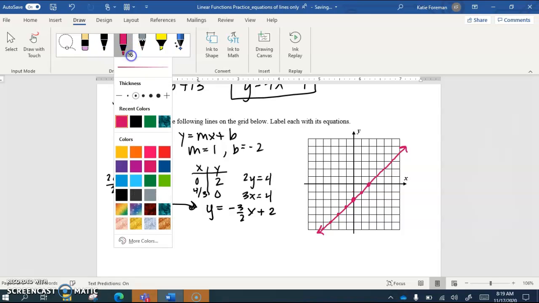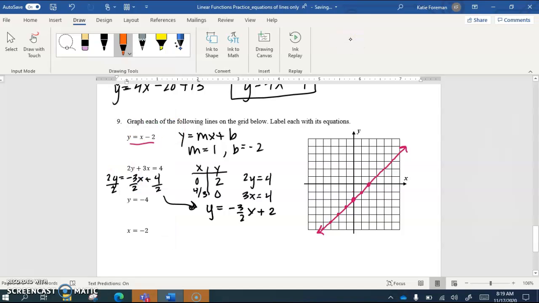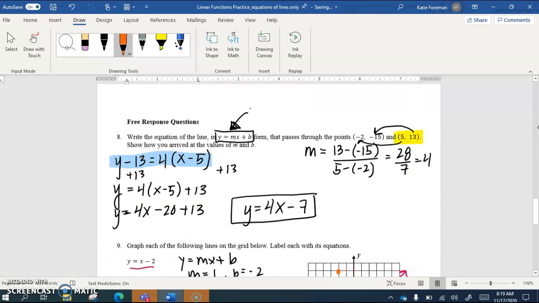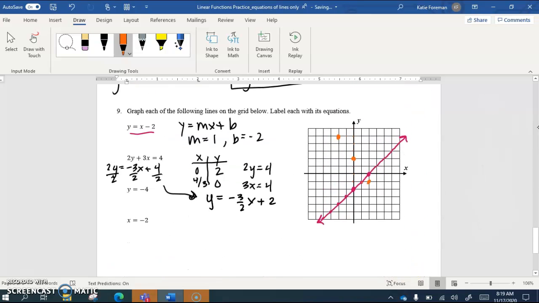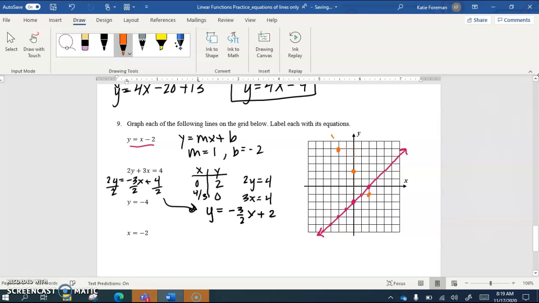Well, now I can use the same method as before. We'll do this in orange. My y-intercept is 2, and I have a slope of negative 3 halves. So I can go 1, 2, 3, up 3 and to the left 2. Or I can go 1, 2, 3, down 3 and to the right 2. So we practiced in class really finding points on both sides of the y-intercept. Now when I connect those, there's my line.